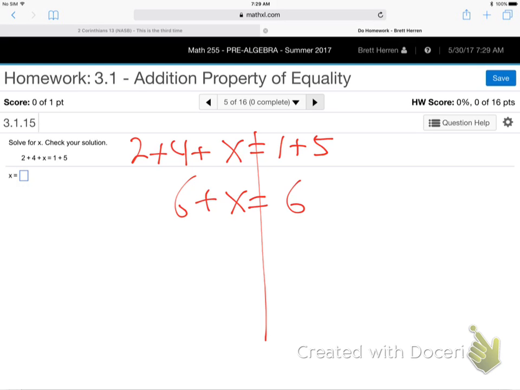And then x is saying I want to be alone, so you do the opposite of whatever's next to x, which means subtract 6 from both sides. Boom. Like so, and x is 0. There we go. X is 0. Is that good? Questions on that one? Easy so far?